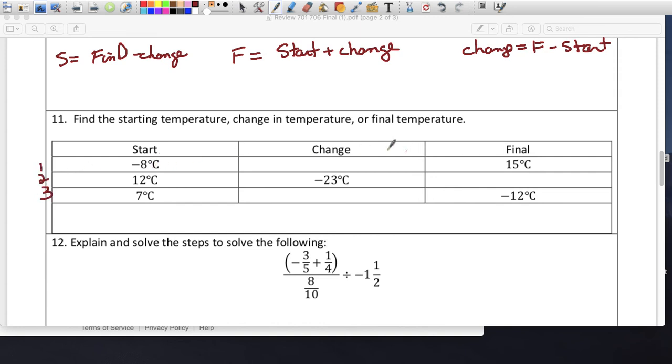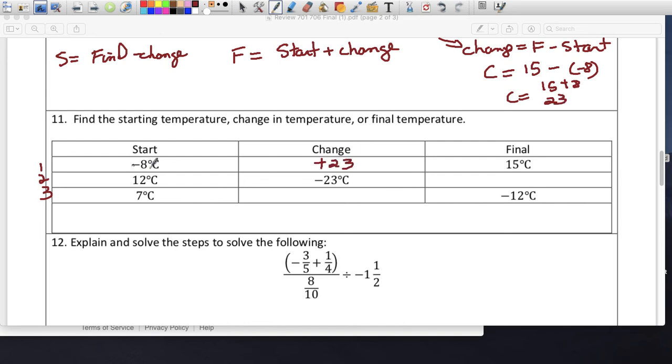On the first one, what is it that I want? I want to change. So I'm going to use this equation. If I want to change C, do I know my final? Yes, 15. Minus, do I know my start? It's negative 8. So it's minus negative 8. And this becomes 15 plus 8 and 23. So the change was positive 23.